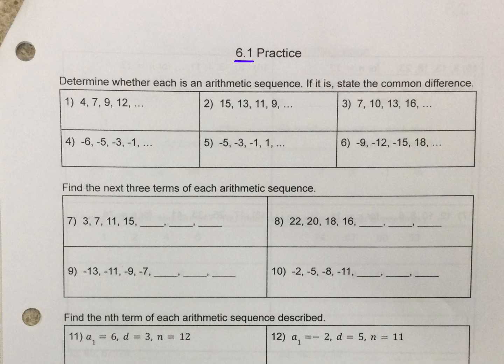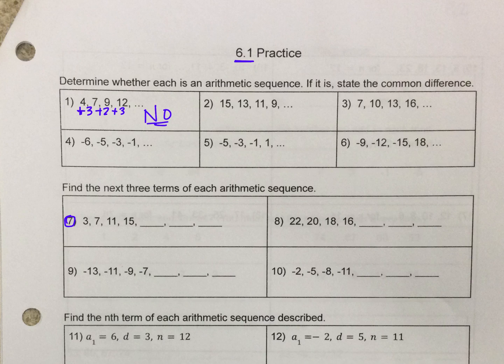So let's see. Number 1, we need to determine if it's an arithmetic sequence, and if it is, what's the common difference. So 4 plus 3 gets me to 7, plus 2, plus 3. Well, an arithmetic sequence means I add the same thing over and over. So no, this is not. So go through 6 and you'll decide yes or no if it is.